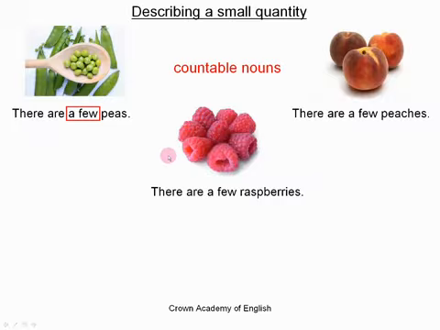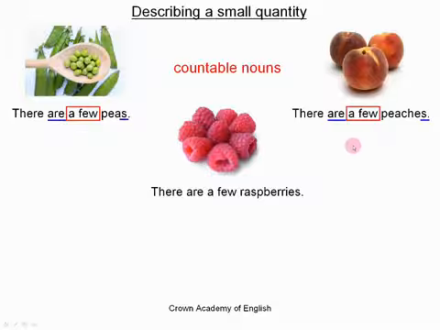So, the structure is, we say there are a few peas. So with countable nouns, we only use the word a few. Okay? And since here we are talking about the plural, then the noun must be in the plural form. So we add an S. And also, of course, the verb must be in the plural form. So we say there are.